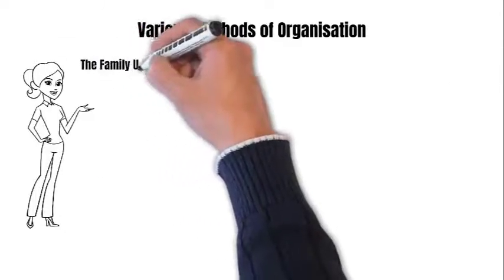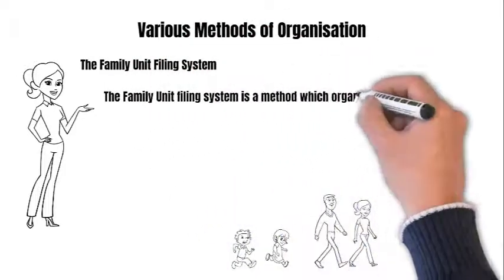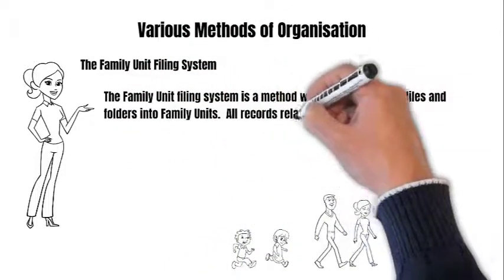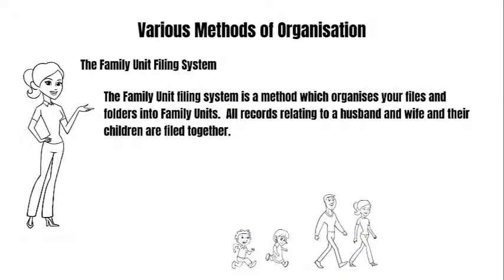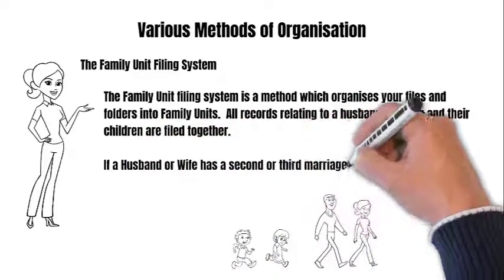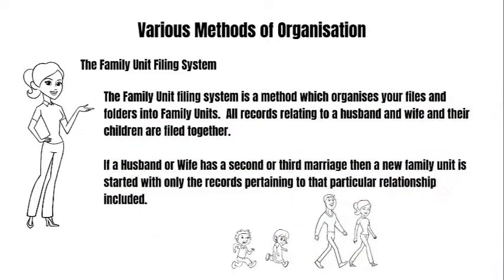The Family Unit Filing System. The Family Unit Filing System is a method which organizes your files and folders into family units. All records relating to a husband and wife and their children are filed together. If a husband or wife has a second or third marriage, then a new family unit is started, with only the records pertaining to that particular relationship included.